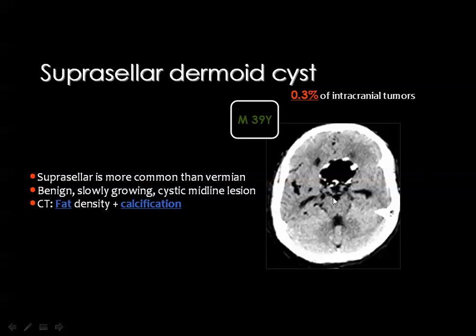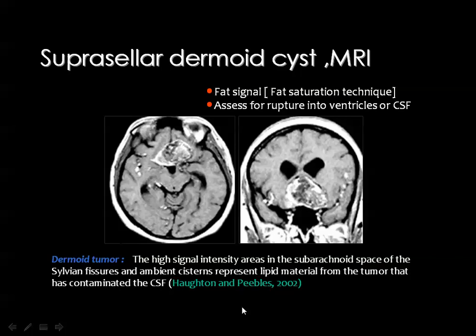and I have said also whenever you are diagnosing an intracranial dermoid cyst, you should look in the subarachnoid space for leakage of fat globules within the subarachnoid space. The detection of these fat globules is better by MRI because of the difference in signal between CSF and fat, but in the CT scan the main advantage is the detection of calcium inside the wall of the lesion. This is an MRI of a suprasellar dermoid cyst.